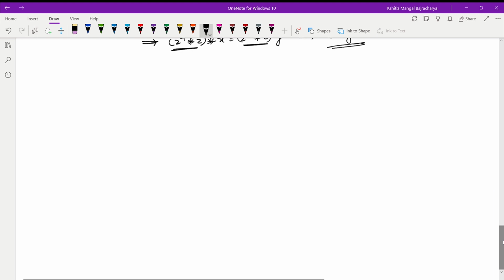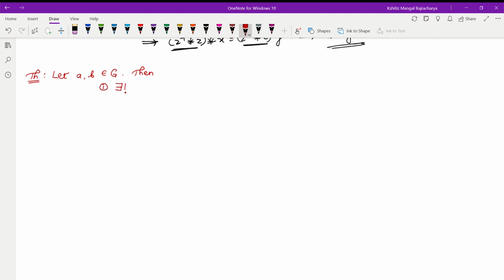Finally, we're gonna prove this thing. Let A, B belong to G. Then the first one is that there exists a unique X belonging to G such that X star A is equal to B. And the second part is that there exists a unique X belonging to G such that A star X is equal to B. Okay, so existence and uniqueness proofs.